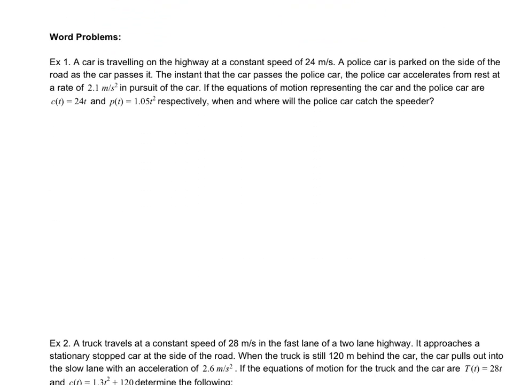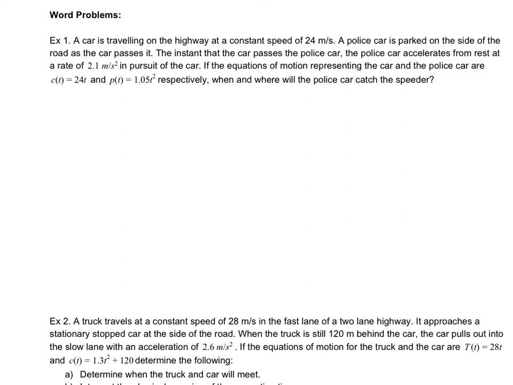Okay, now let's go to some word problems related to linear systems. So, a car is traveling on the highway at a constant speed of 24 meters per second. A police car is parked on the side of the road as the car passes it. The instant that the car passes, the police car accelerates from rest at a rate of 2.1 meters per second squared in pursuit of the car. If the equations of motion representing the car and the police car are c of t and p of t respectively, when and where will the police car catch the speeder?